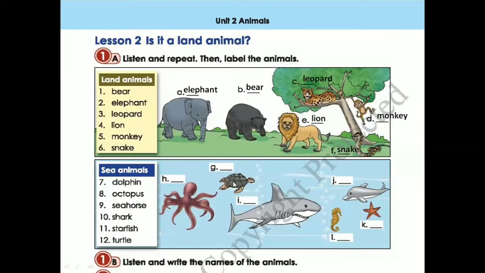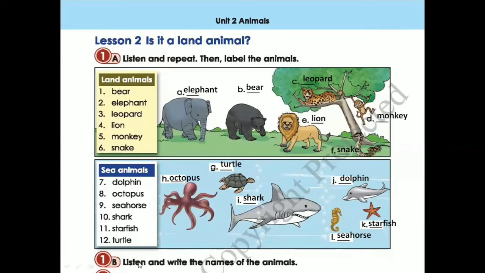Okay, let's go to sea animals. G, this one. What animal is it? Yeah, the turtle. H, octopus. It has many, many fingers. Oh, not fingers, many, many arms. I, what animal is it? Yeah, shark. Oh, so adorable. Dolphin. K. Looks like a star. That's why we call it starfish. Seahorse.